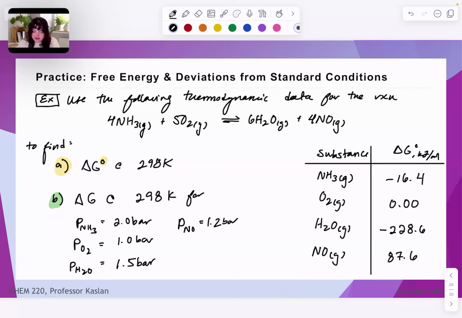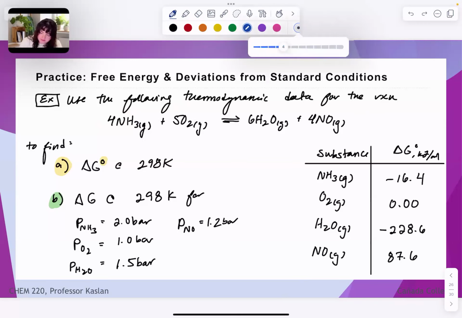So notice I haven't given us any thermodynamic data beyond just the standard free energies of each of the substances involved in this reaction, meaning you don't have the enthalpies and you don't have the standard entropies. But what you do have is the ability to at least look and see if the entropy of this reaction is one that increases, right? So we've got, let's see here, 4 and 5, that is 9 moles of gas, or 6 and 4, which is 10 moles of gas. So we do expect to see an increase in entropy.